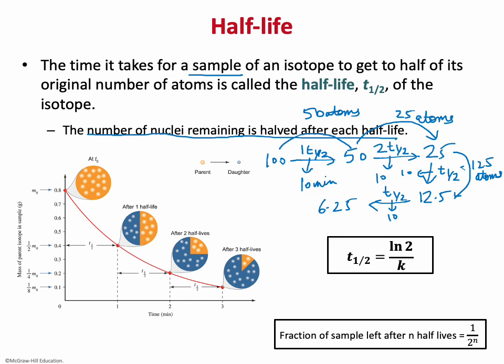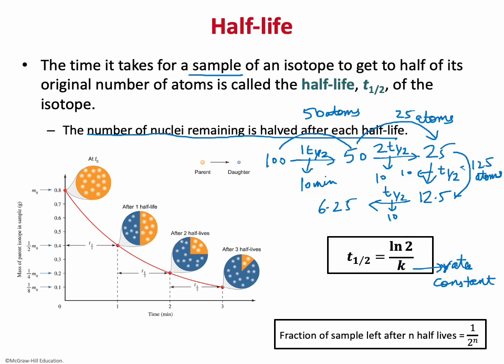And the value of t half can be calculated using this formula. T half is ln2 over k. K is again the rate constant or the decay constant, whatever we want to call it. It's a constant term. So if I know k, I can calculate t half using natural log of 2 divided by k. If I know t half, I can calculate k, rearranging the equation.